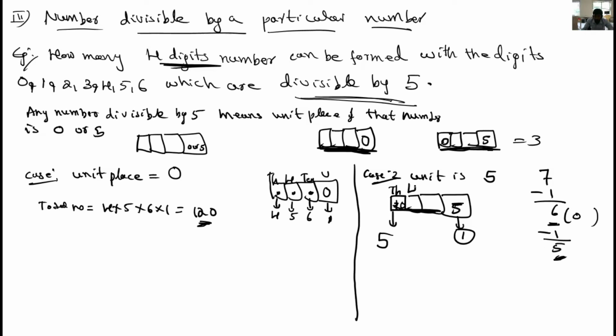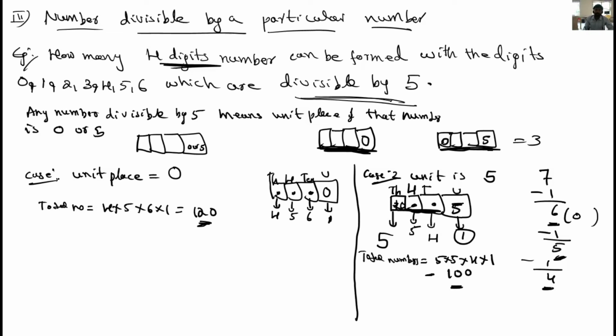So come to the hundreds place, 5 numbers are there. Here you can use any of the 5 numbers. But while moving to the tens place, one number is already used, right? 5 minus 1, 4 numbers are there. So the tens place you can fill in 4 ways. Then total numbers equal to 5 into 5 into 4 into 1. 5 4s are 20, 5 20s are 100. So 100 numbers are available.